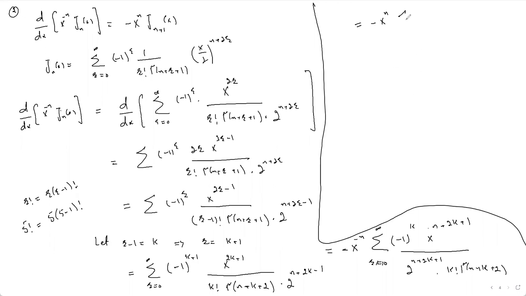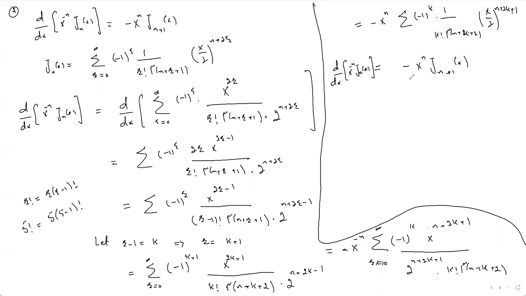Okay, I will write down this as j. I will just first write this as summation minus 1 raised to power k, 1 divided by k factorial into gamma of n plus k plus 2 into x by 2 raised to power n plus 2k plus 1. We can write down this as minus x raised power n j n plus 1 of x. So this is what was d by dx of x raised power minus n into jn of x.